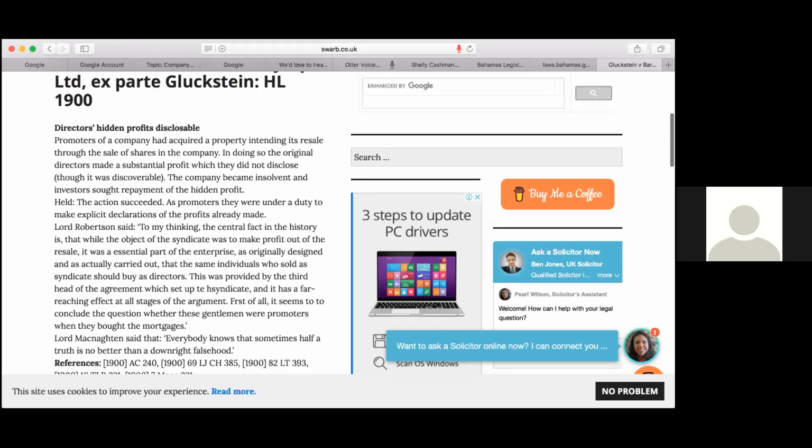Joe and Fred wish to form a company. They wish to form a company. So on the 1st of March, 2020, they filed the appropriate documents with the registrar. 1st of March, 2020. They filed the appropriate documents with the registrar.